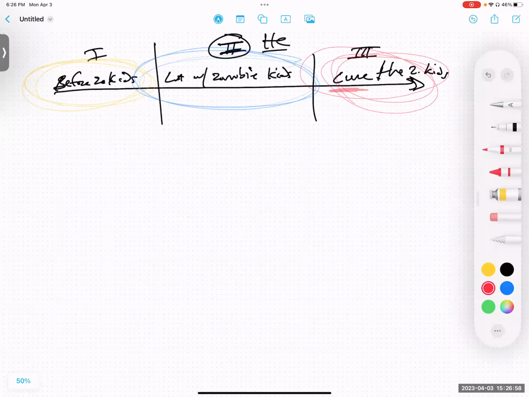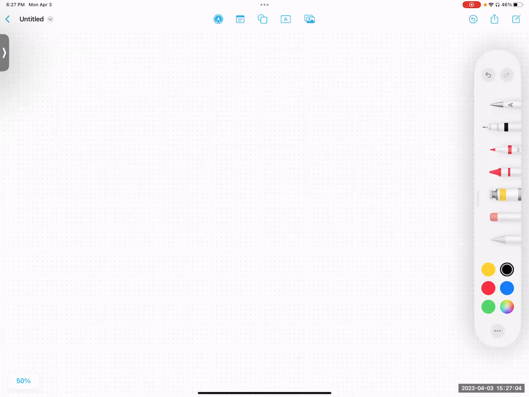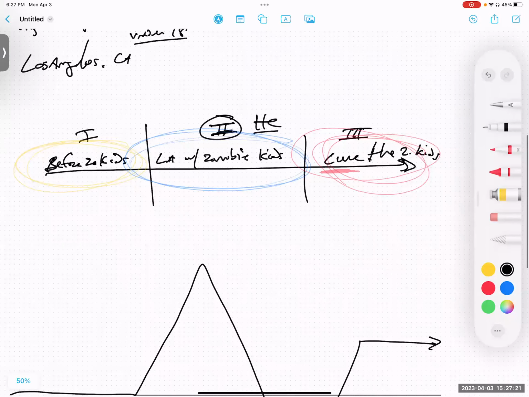So once you have the big blocks of Act 1, Act 2, Act 3 down, then you want to draw this thing. You don't have to, but I personally like to draw what's called Freytag's pyramid. Freytag's pyramid is this sort of funky looking contraption here. Now, this is the exact same thing as this.